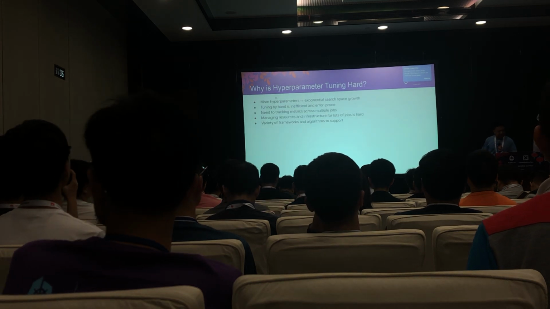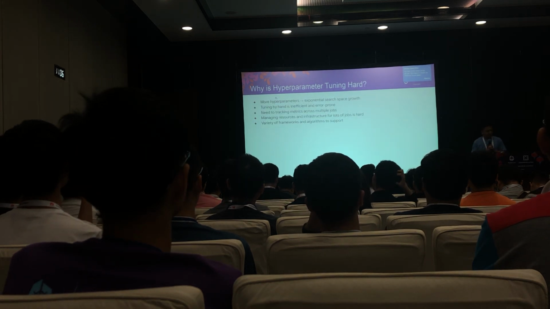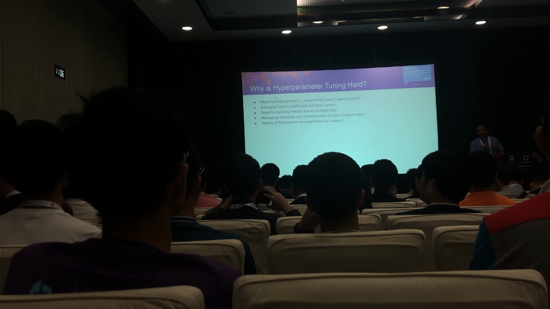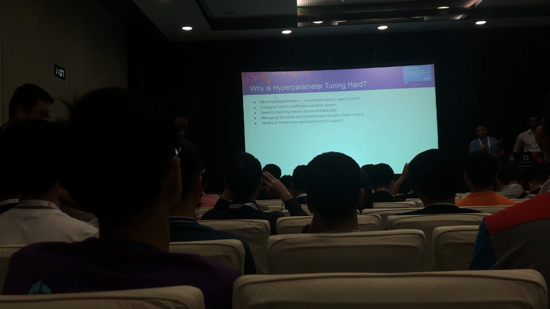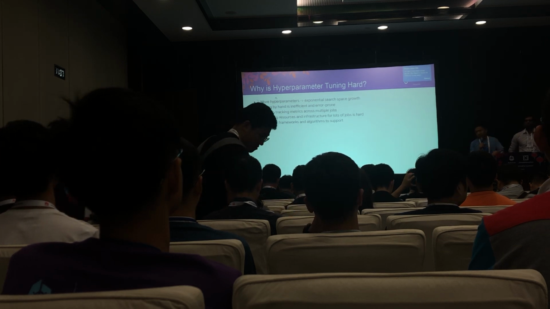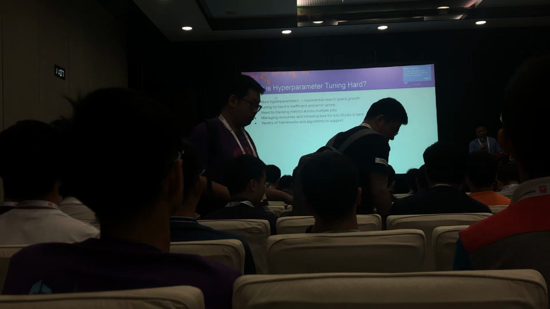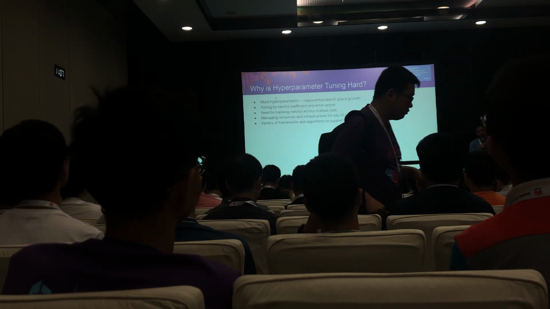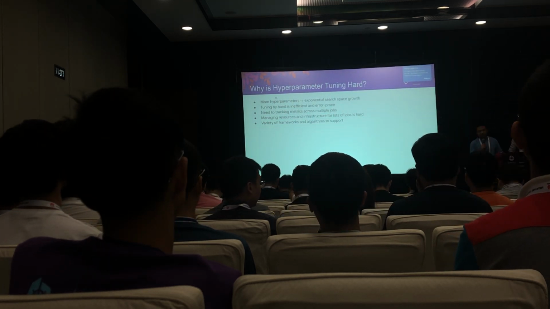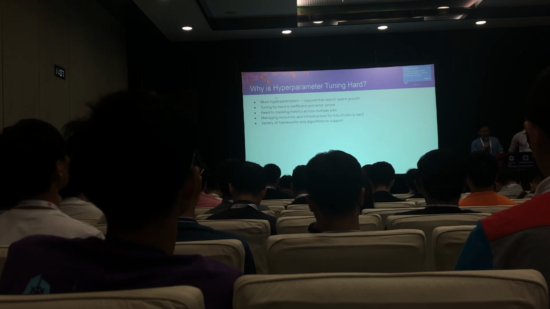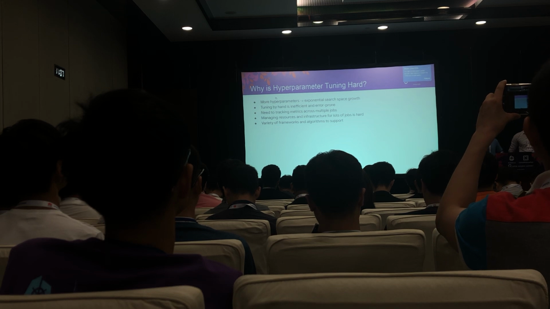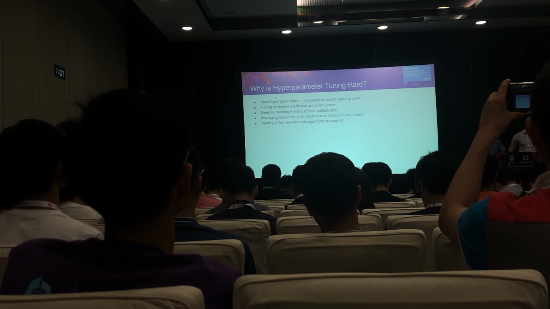So why is that hard? First of all, if you increase your number of hyperparameters and your hyperparameter ranges, the search space becomes exponentially large. In previous slides, we've seen about 6 or 7 parameters. So imagine if you have a more complicated model, and your space is just going to grow. Tuning by hand is really inefficient and very prone to errors.